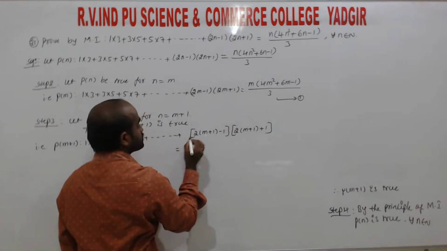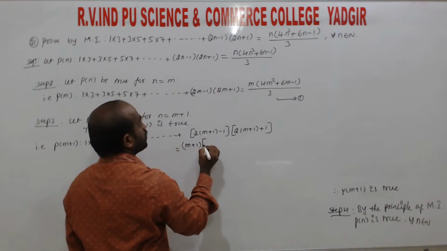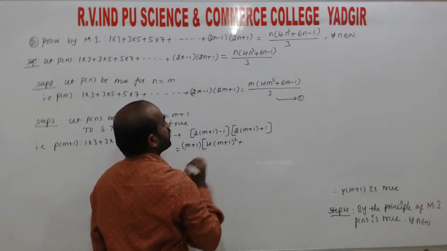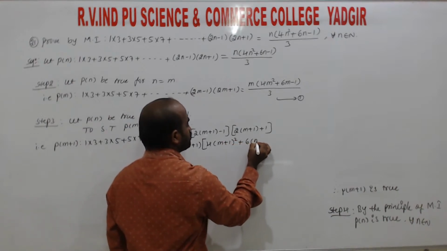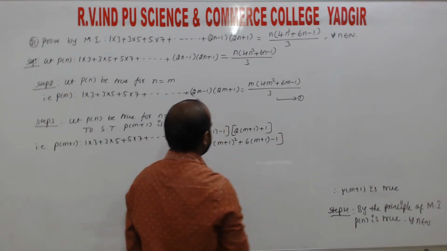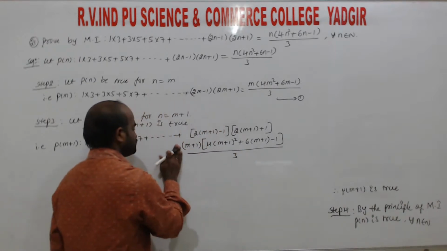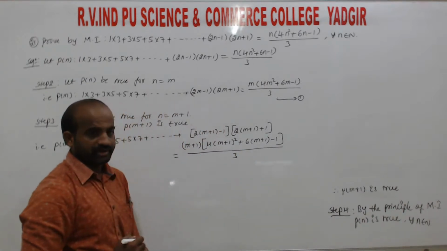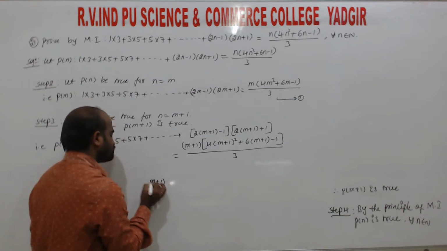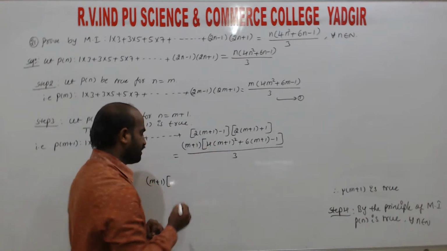n is m plus 1. Okay, m plus 1 into 4 into m plus 1 whole square plus 6 into m plus 1 minus 1, whole divided by 3. Prove this statement. Now, actually, m plus 1 into 4 into m plus 1 whole square.